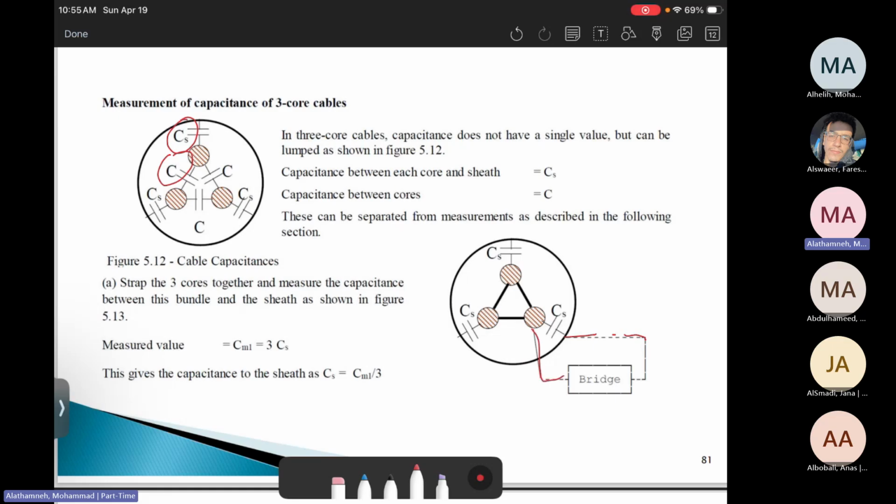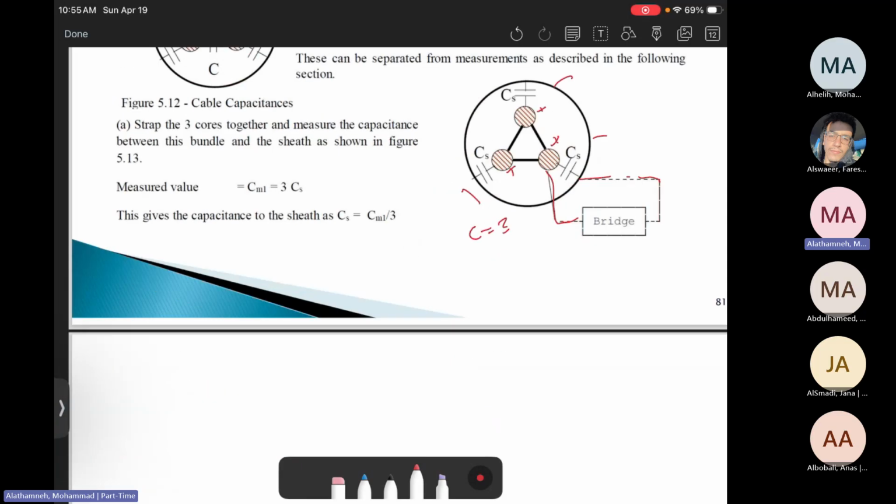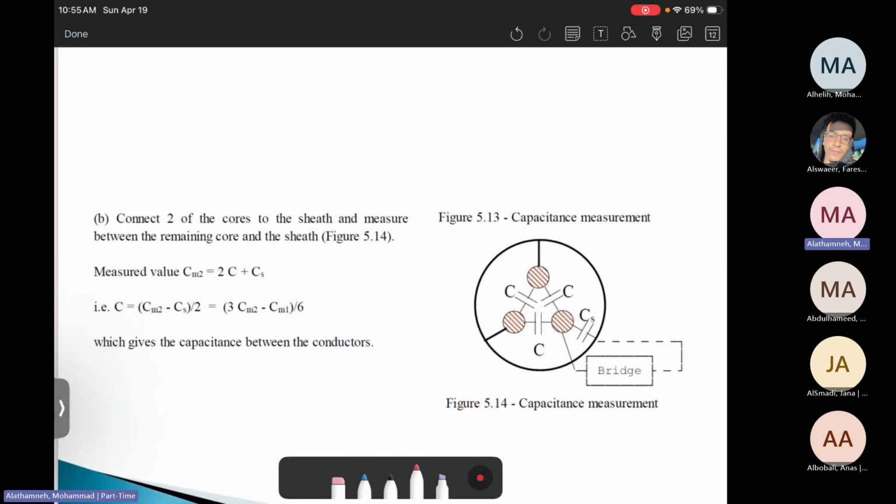Then we realize all of them are shorted. This is between positive to ground, positive to ground, positive to ground. Therefore we can say all of them are in parallel. As a result, we can say C equals 3 times Cm and 3 times Cs, I would say. We call it Cm1 because we have measurement number 1.